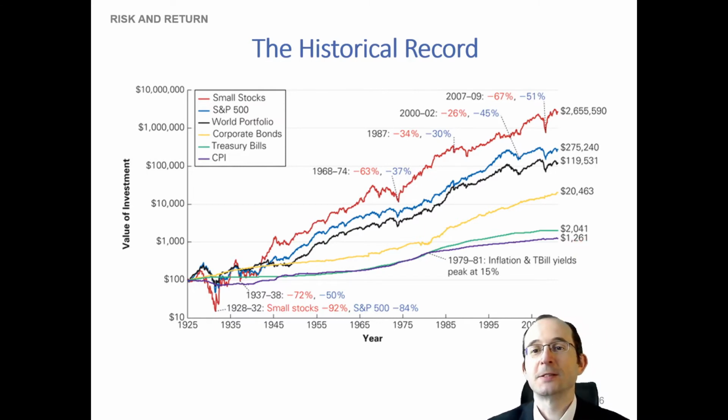So what does this tell us? Generally, the higher the return you get on a stock or on an asset, the more risk you should expect. Small cap stocks offer the highest return by far, but they are also the most volatile. Treasury bills are the least volatile, but offer you a return that is just a little bit above inflation.